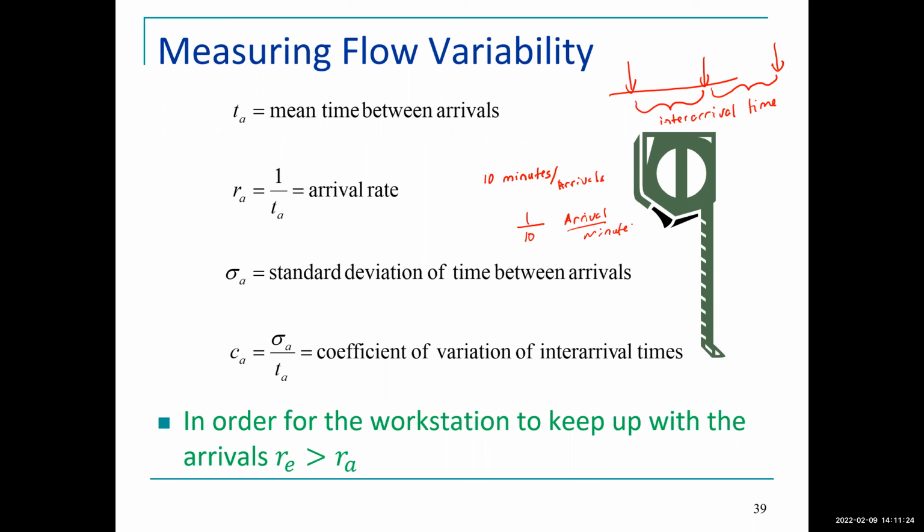And then the standard deviation is measuring that variability, and then we have the coefficient of variation that is using that sigma A divided by the mean time between arrivals. So in order for the workstation to keep up with the arrivals, we need to have an rE, a bottleneck rate, an effective bottleneck rate, that is greater than this arrival rate. Okay, so in order for the workstation to keep up with the arrivals, rE needs to be greater than this rA.